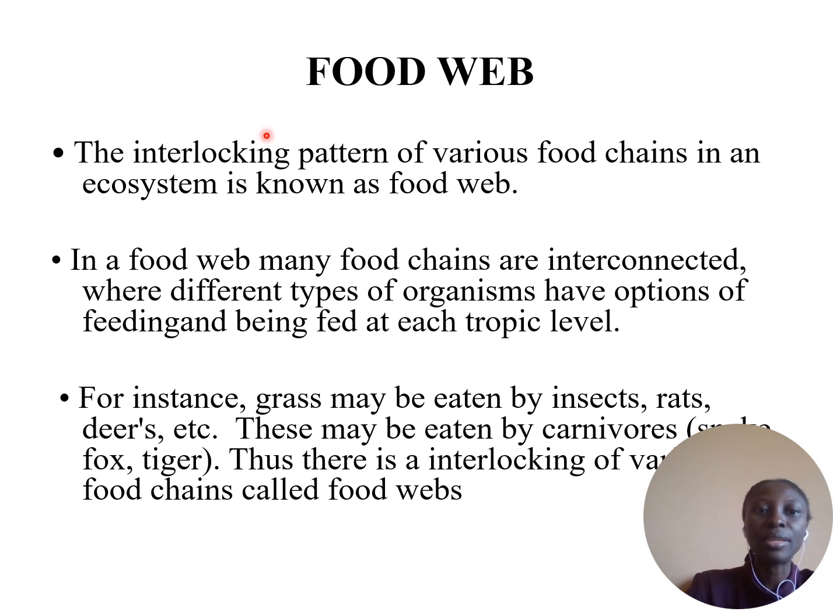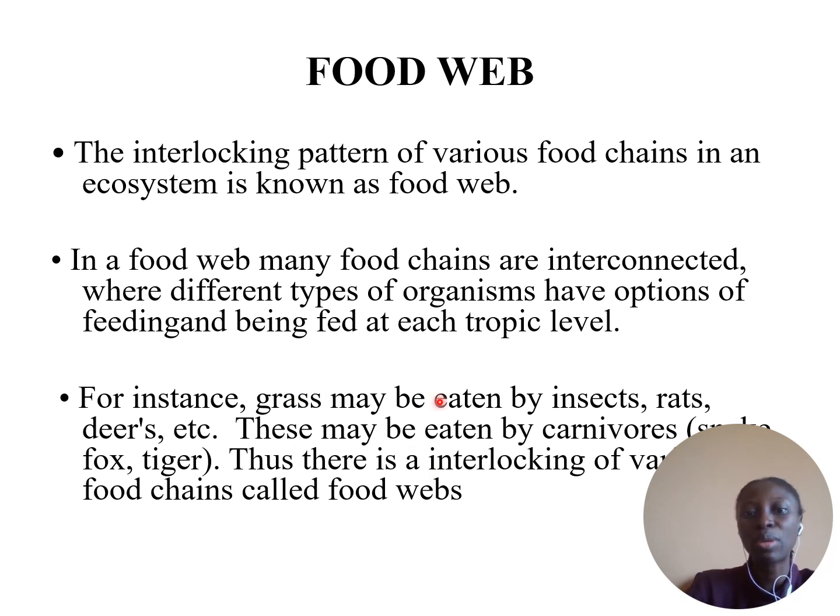The food web is the interlocking pattern of various food chains in an ecosystem. The food web has to do with an interconnection between different organisms at each trophic level. So in the food web, there is a wider option of feeding on other organisms and a wider option of being eaten by other organisms. At each trophic level, there could be 3 or 4 organisms that can feed on an organism, and 3 or 4 different organisms that an organism can feed upon.